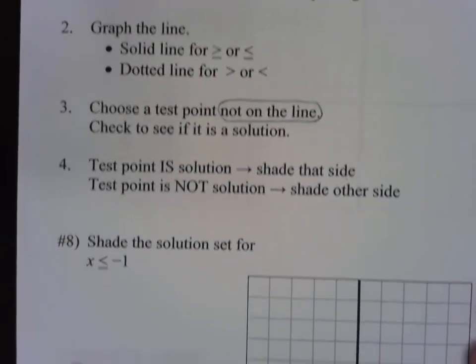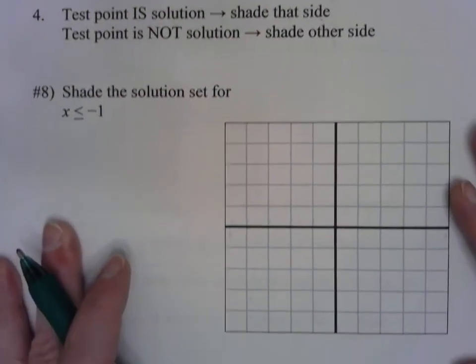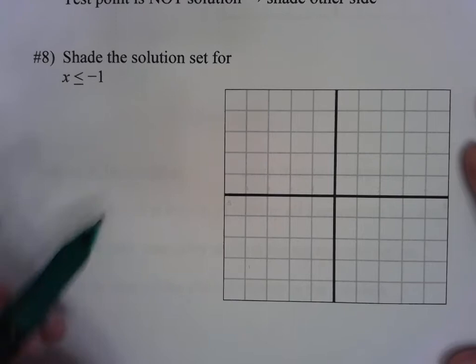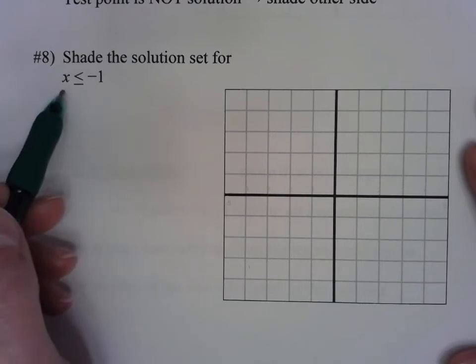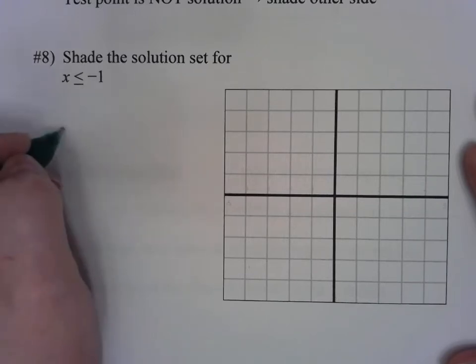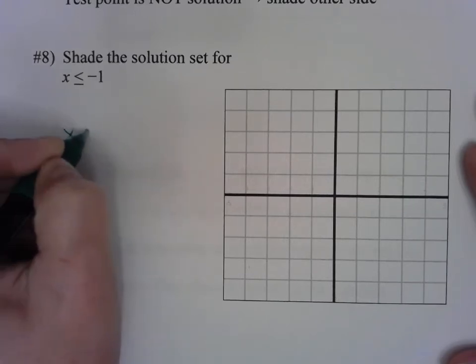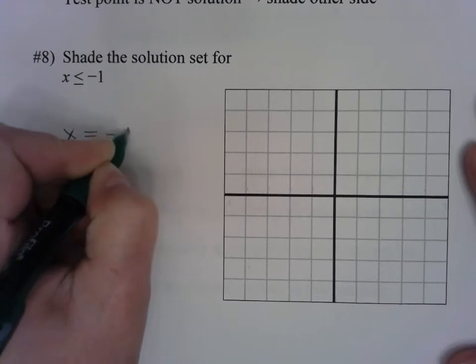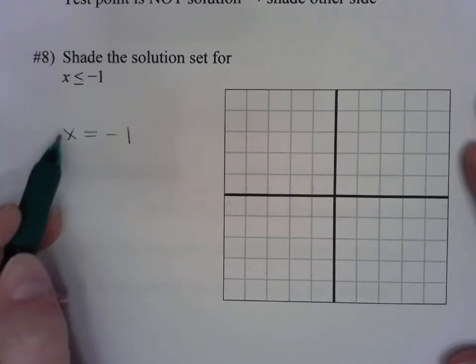Okay, so I've got a couple examples for you. We're going to start simple and work our way up. So first, we have this inequality: x is less than or equal to -1. If I follow the directions I just had up here, I put in the equal sign. Right, this is a line.